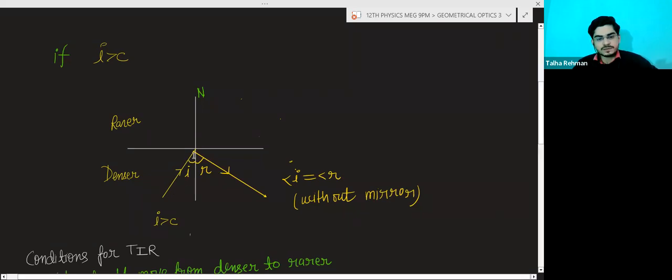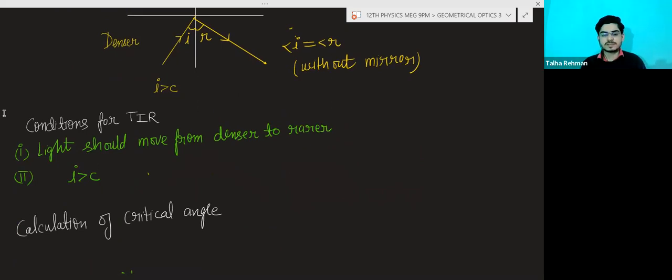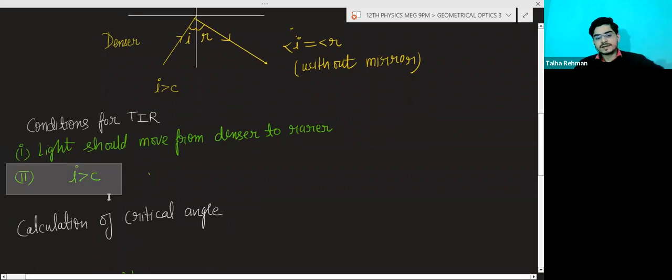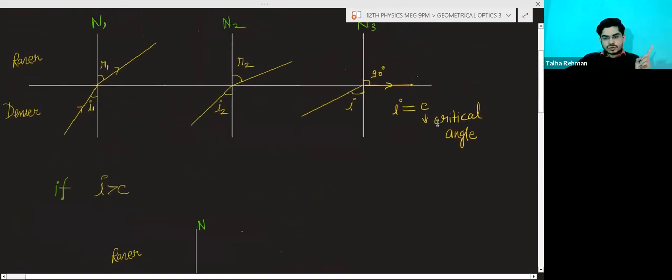Total internal reflection means almost 100% of the light will suffer reflection. And in reflection we know the angle of incidence is always equal to the angle of reflection. So these are the conditions I discussed in the last class. Light should move from denser medium to rarer medium for total internal reflection to take place, and the angle of incidence must be greater than the critical angle. Now we will use the concept of total internal reflection to explain some phenomena.